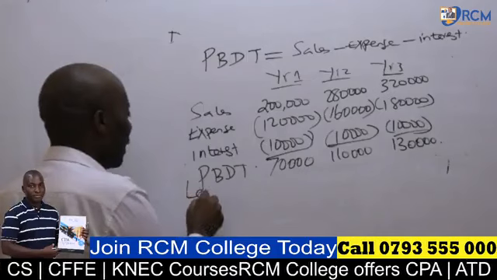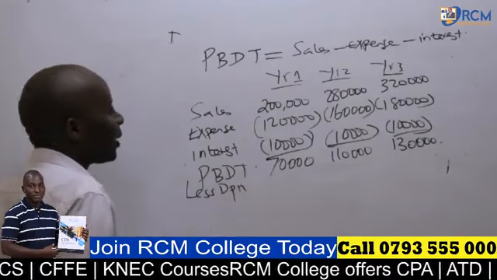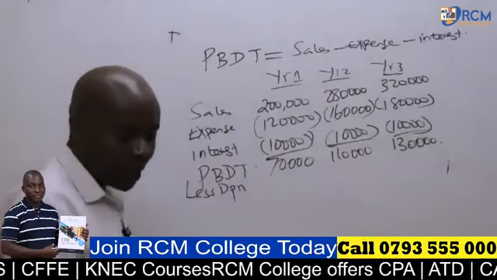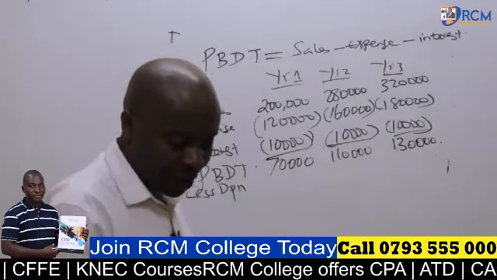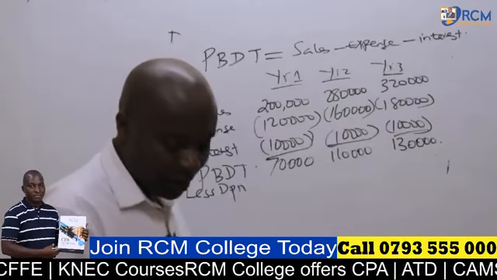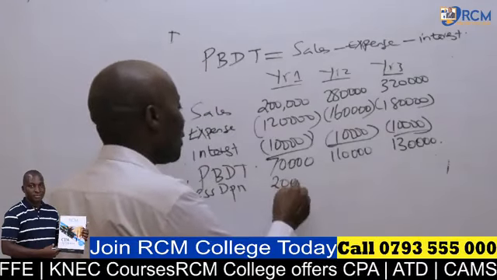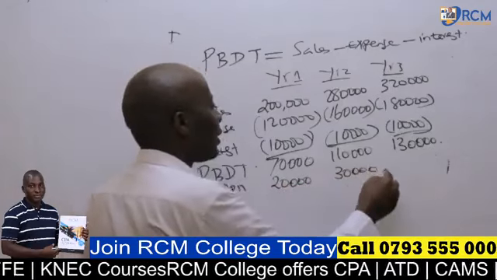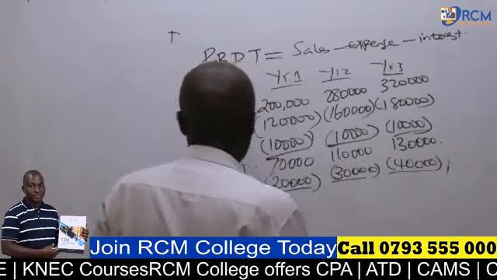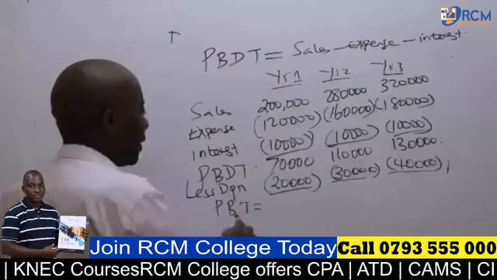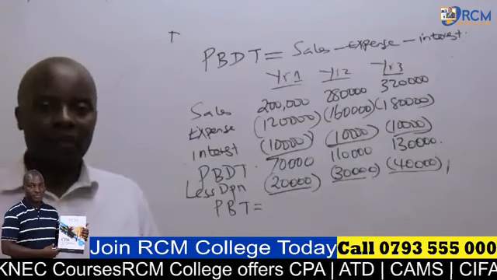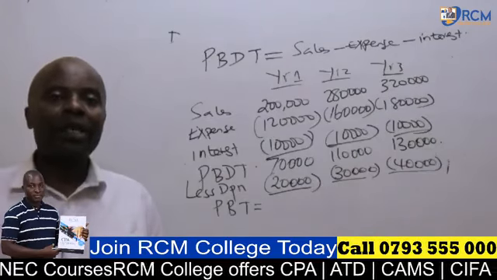So come here and less depreciation, very fast. Depreciation is our capital allowance. So what do we have here for depreciation? Capital allowance: 20, 30, 40. So we have 20,000, 30,000, 40,000. You subtract like that, you will be able to give us the profit before taxation. Profit before taxation.